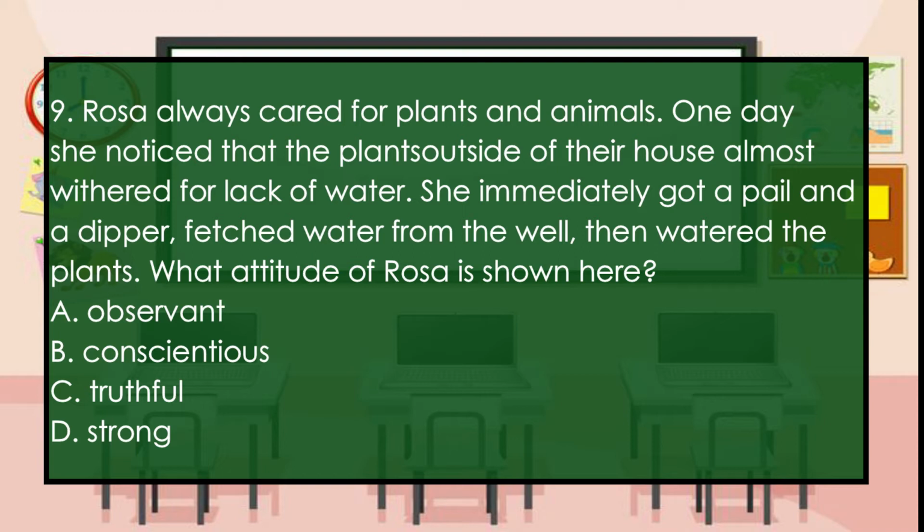What attitude of Rosa is shown here? A. Observant. B. Conscientious. C. Truthful. Or D. Strong.